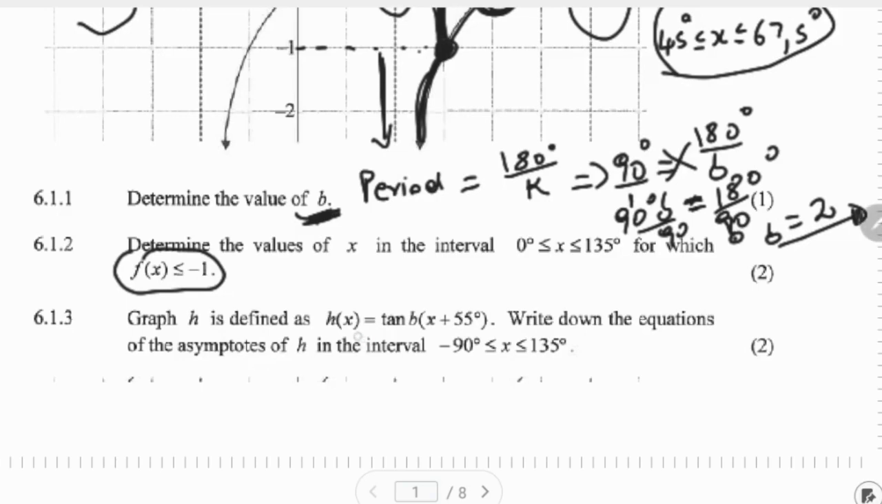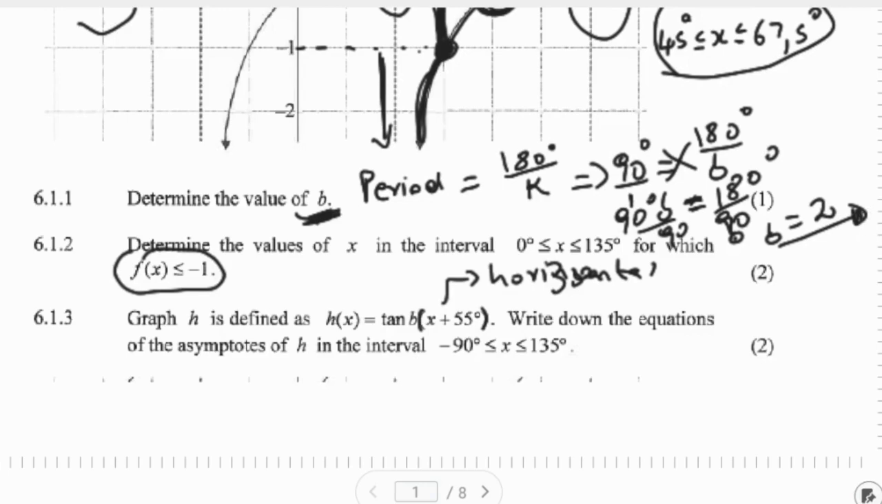All right. So now the graph of h is defined as h of x equals tangent b x plus 55. Notice that the x and the 55 are both inside a bracket. We immediately know that is a horizontal shift. If both x and 55 were not inside a bracket, we would know that it's a vertical shift.